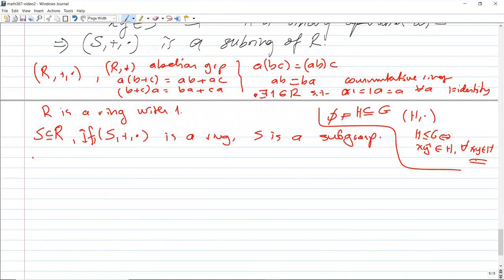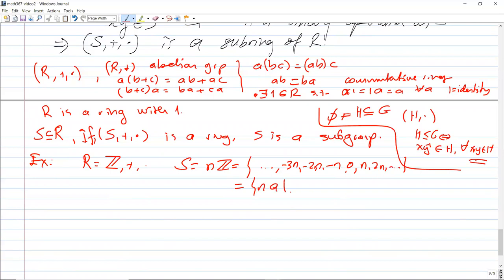Here's an example. Let's take the ring R to be the integers with addition and multiplication, of course. And take S to be nZ, namely minus 3n, minus 2n, minus n, 0, n, 2n, etc. So it is n times a such that a is in Z. This is a subset of R, and it is a subring, trivially.